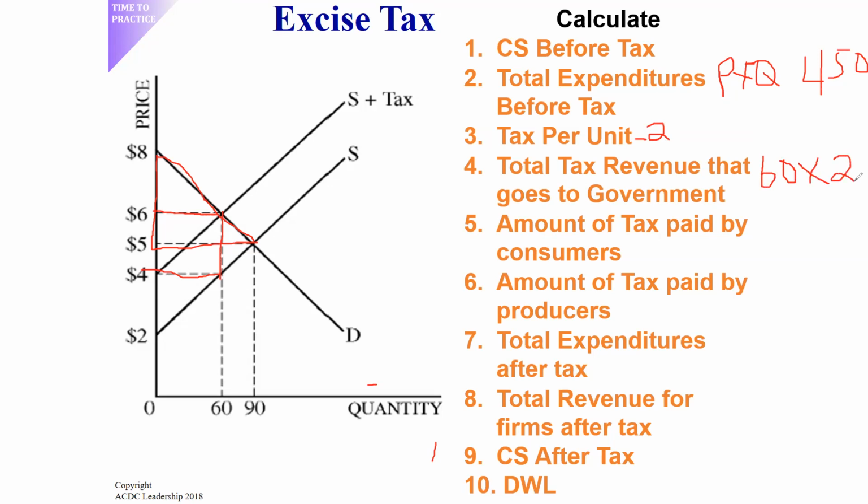Okay. Now, amount of tax paid by consumers. The consumer used to pay 5 before the tax. You just look at supply and demand, they paid 5. Now the consumer pays 6. So the consumer's tax is $1.